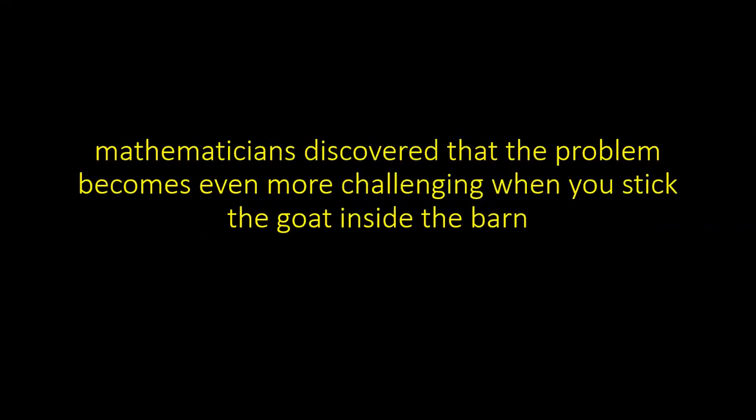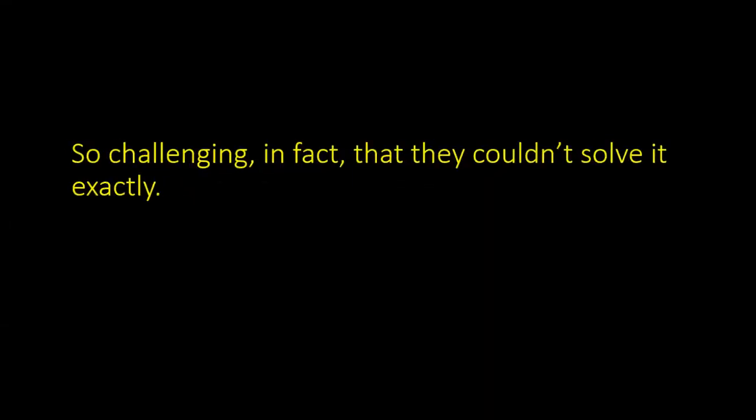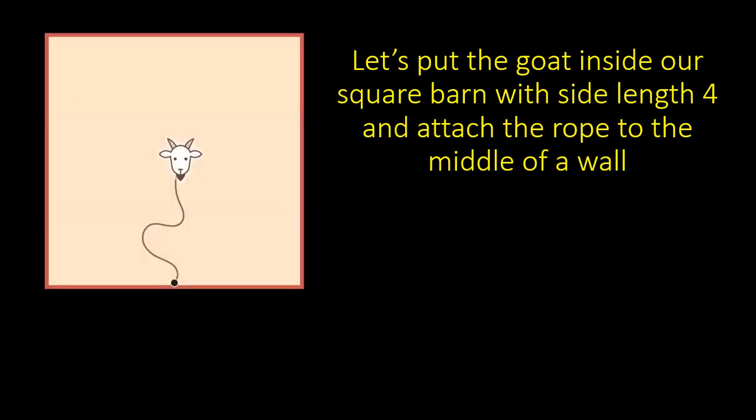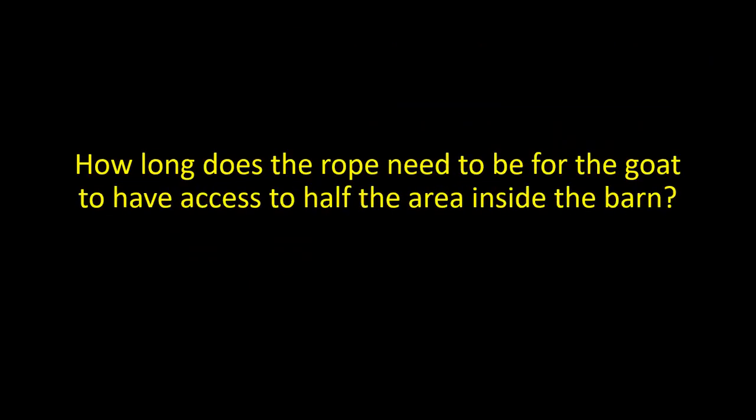Mathematicians discovered that the problem becomes even more challenging when you put the goat inside the barn. So challenging, in fact, that they couldn't solve it exactly. Let's put the goat inside our square barn with side length 4 and attach the rope to the middle of the wall. How long does the rope need to be for the goat to have access to half the area inside the barn?